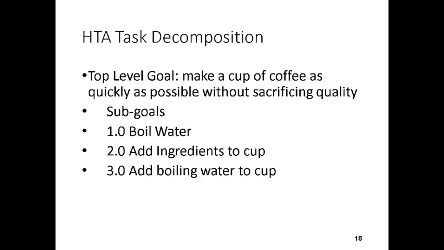So let's decompose this task or goal. The top level goal is to make a cup of coffee as quickly as possible without sacrificing quality. The sub goals to accomplish this higher level goal are to 1. Boil water, 2. Add ingredients to a cup, and 3. Add boiling water to a cup. And we can actually decompose these a bit further. So let's go ahead and do that.